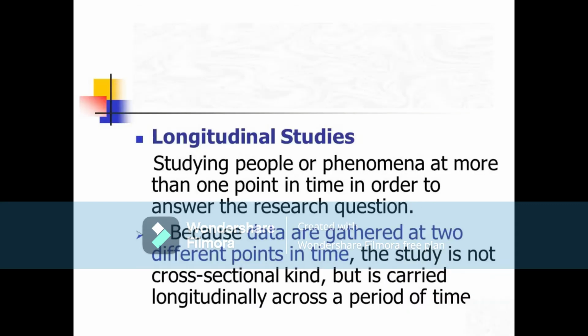The longitudinal study examines people or phenomena at more than one point in time in order to answer the research questions. Here, in the cross-sectional case, the focus of the researcher is only on the phenomenon at one point in time, in only one shot. Because data are gathered at two different points in time, the study is not cross-sectional but is carried out longitudinally across a period of time.